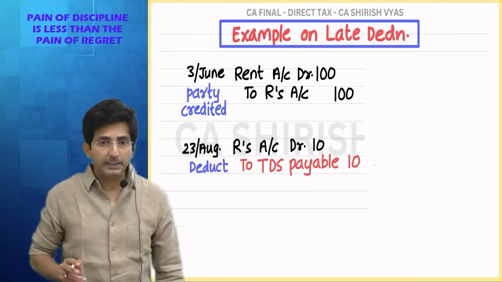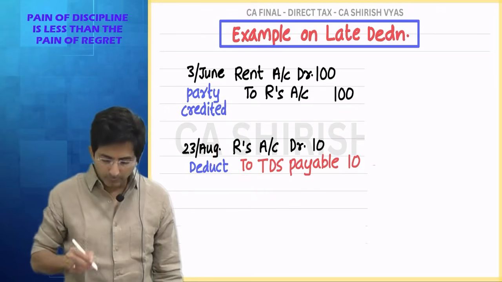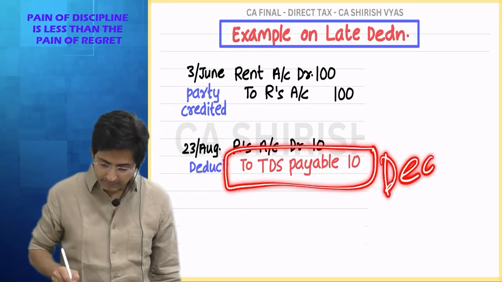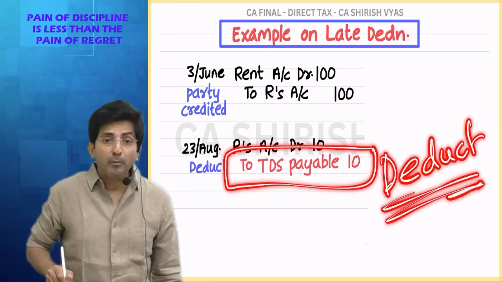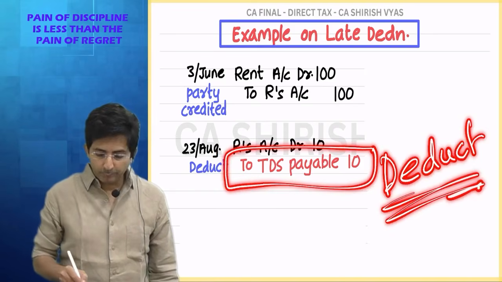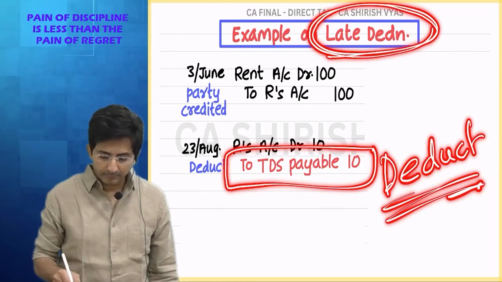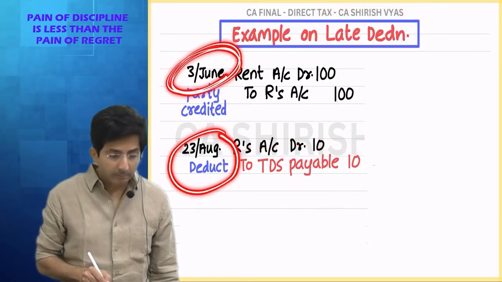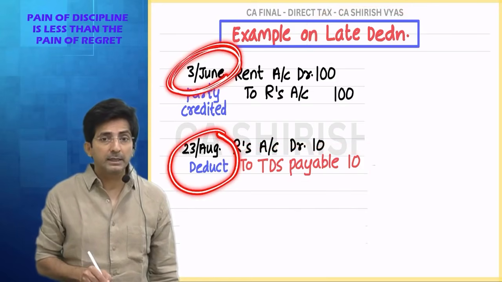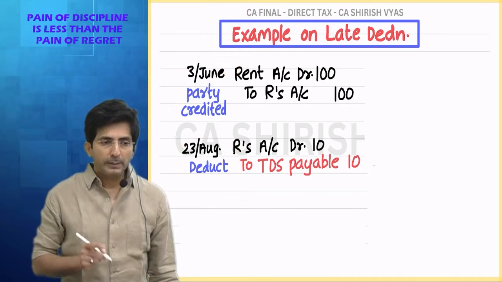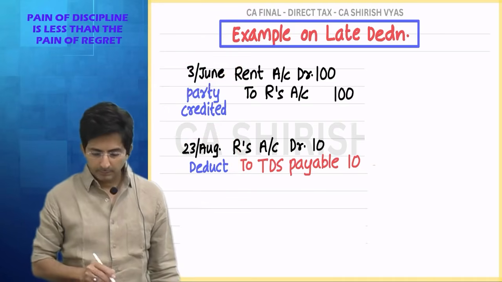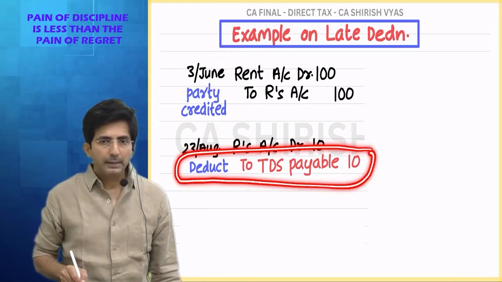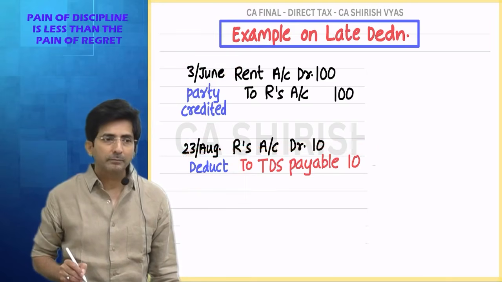R account debit to TDS payable. So this means TDS liability is created. Means TDS is deducted, but on time or late? Late deduction. What should have happened on 3rd June happened on 23rd August. So there is late deduction. Tell me, when should I deposit this now? If I created a liability in August, I should deposit by 7th September.